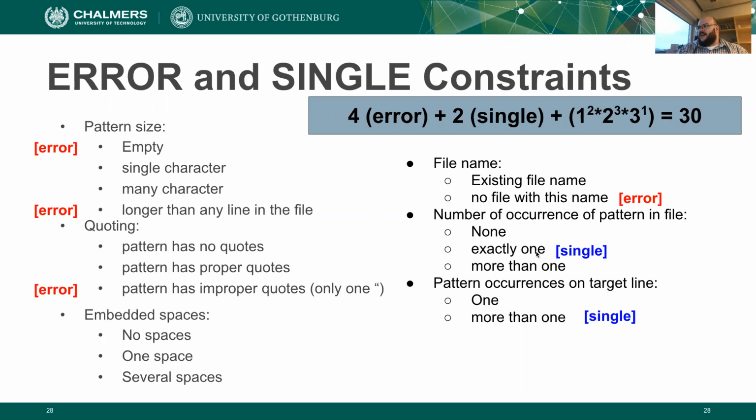So exactly one time the pattern's in the file, that should work just fine, but we'll try it once to be sure. More than one occurrence of a pattern on the line should be fine, but we'll try it once to be sure. And that brings us down to 30, right? Much better from 108. Now, can we bring this down even further?